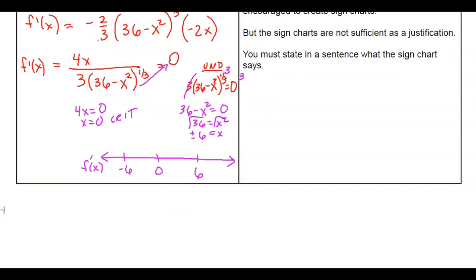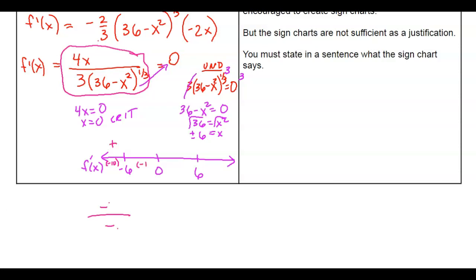And you do need to test it before you've gotten rid of anything. So I'm going to just test it in here. I'm going to try like -10. So on top, I'd have a negative. That 3 doesn't matter. So I have -10 squared is 100. 36 minus 100 is a negative number, and the cubed root is still going to stay negative. So a negative divided by negative is a positive.